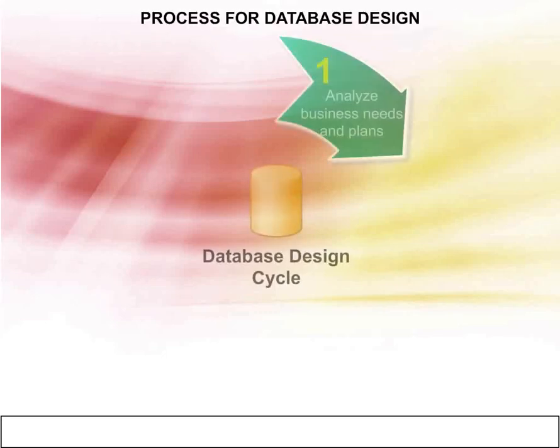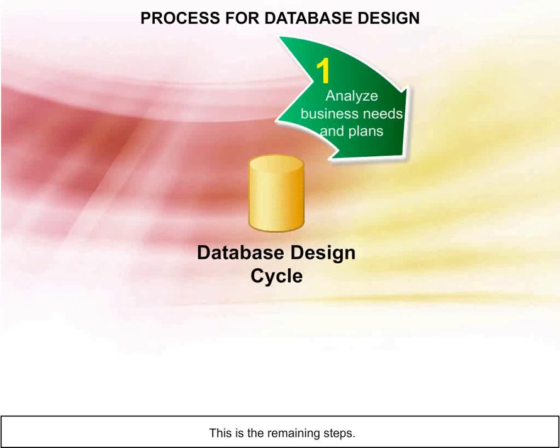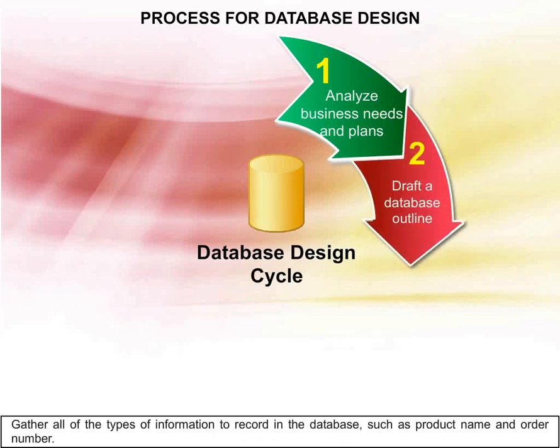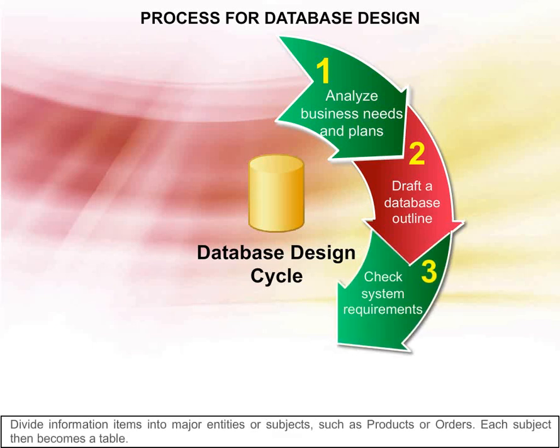Process for database design. Analyze business needs and plans. This is the remaining steps. Draft a database outline. Gather all of the types of information to record in the database, such as product name and order number. Check system requirements. Divide information items into major entities or subjects such as products or orders. Each subject then becomes a table.